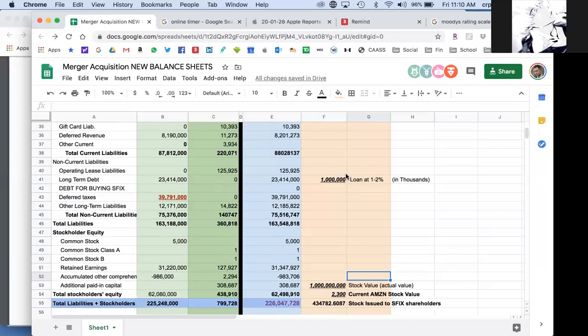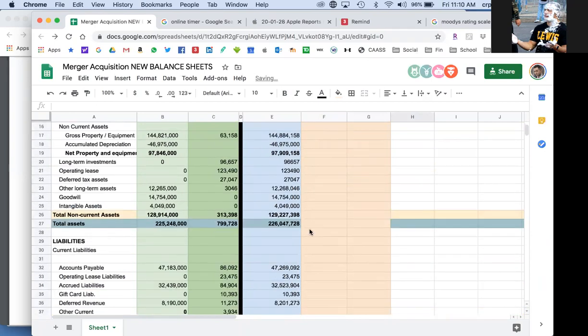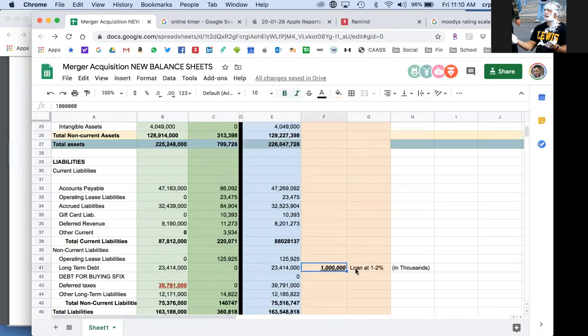Okay. For this case, you can do this for me just so we can see it. Just to recap your balance sheet, the acquirer plus the target equals your new balance sheet. Then you're done touching the actual balance sheet itself. Then I would just want you to focus on how does it happen, and don't do any math with this. Just tell me the funding type: 1 billion in cash, in thousands. And then 1 billion in a loan at 1 to 2%, in thousands. So it's not 1 million, it's a billion because it's in thousands.